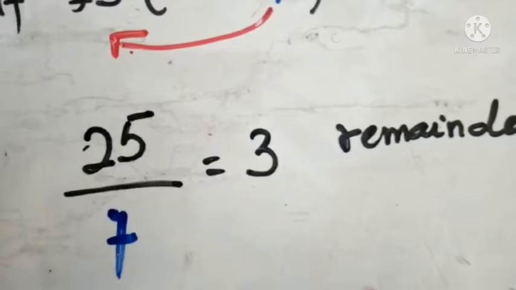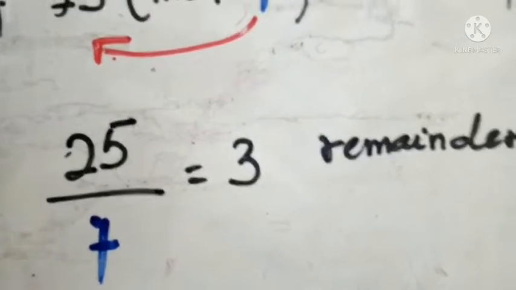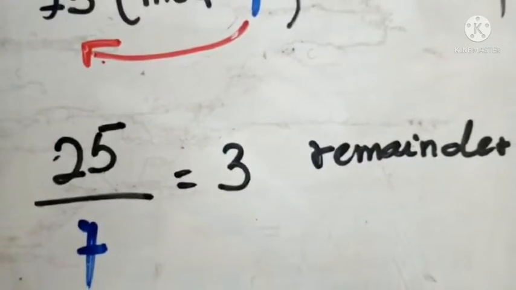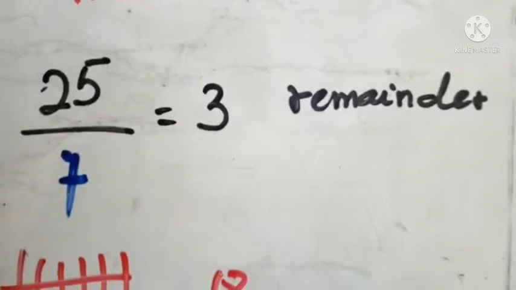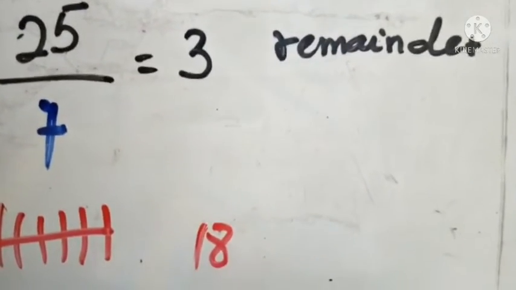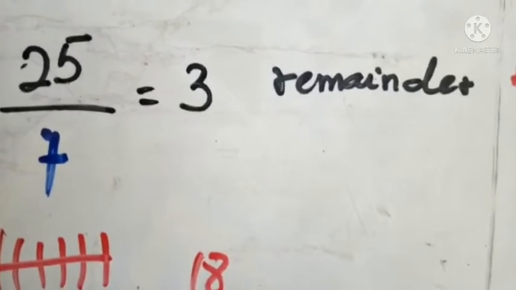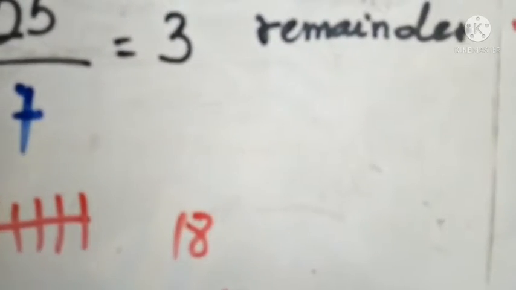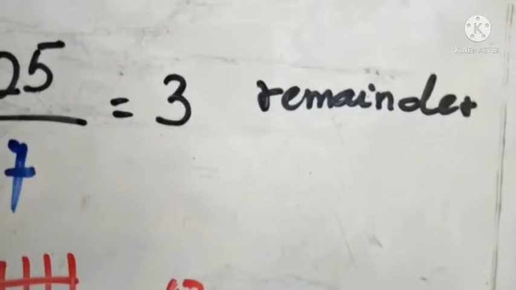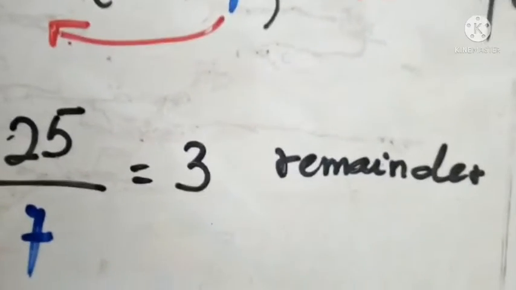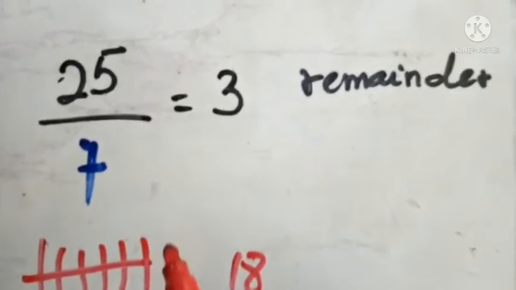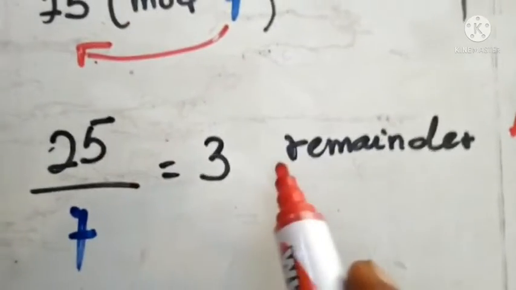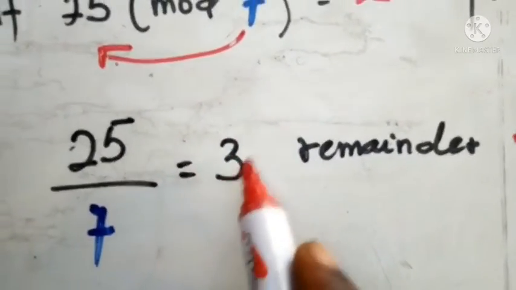25, we are left with 18, right? So we are left with 18. If you take the second 7 out of this, you are going to get 11, right? If you take another 7 again, you are going to be left with the remainder. So we are going to take a group of 7 three times, right? If you divide this by that, the answer should be 3 here.